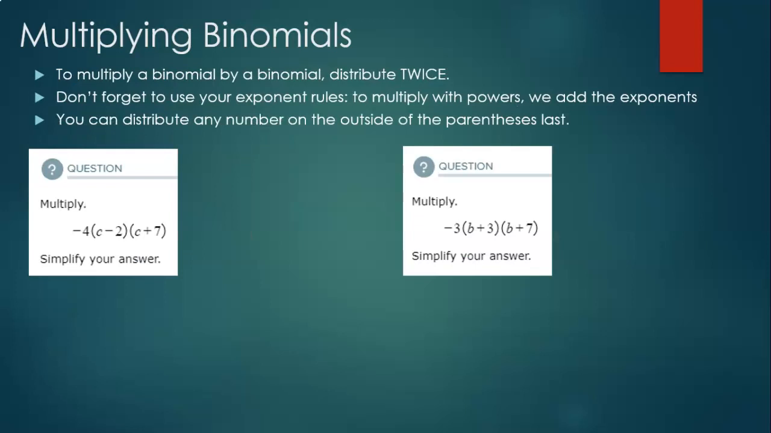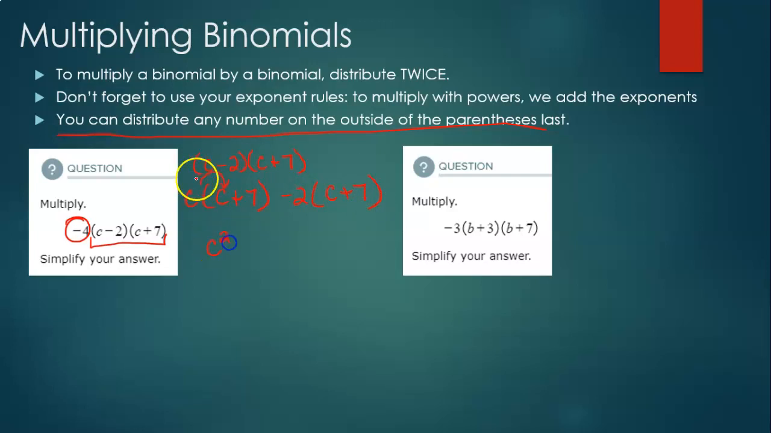Now, you can distribute any number on the outside of the parentheses last. So for example, I see that I've got these two things being multiplied together and all of that times negative 4. So I'm going to worry about the binomial first. I'm going to make this c minus 2 times c plus 7. This becomes c times c plus 7 minus 2 times c plus 7.